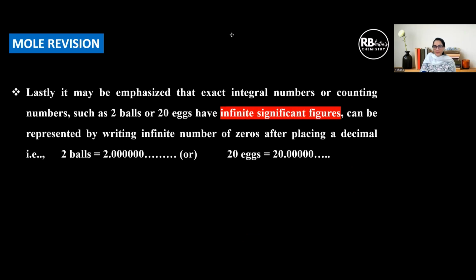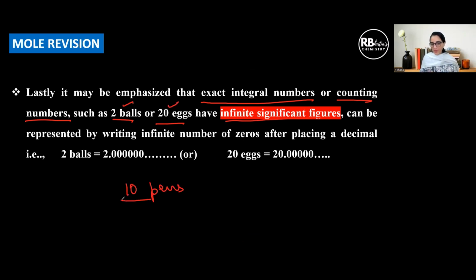Now, lastly, maybe emphasize that exact integral numbers or counting numbers. Counting numbers means 2 balls, 20 eggs. These have infinite significant figures. Why? Because we never make mistakes in counting numbers. 2 balls will be counted as 2 by everyone. 10 pens, nobody will count these as 11 or 12 or 9. If somebody counts them that way, that's a blunder. That's not precision. Okay. So what is precision?